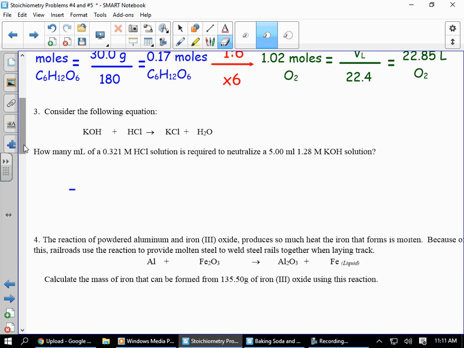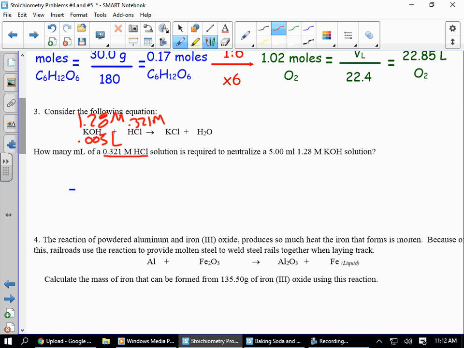Alright, take a look at number 3, try to answer the question, and then come back when you're done. Alright, so you're looking here, and first of all, it's balanced, so that's working well for us. And then we can see that we have some interesting information. I know that I have, I'm not written it up here, I know that I have 0.321 molar HCl, that's a molarity, and we're going to neutralize 0.005 liters of a 1.28 molar KOH solution.